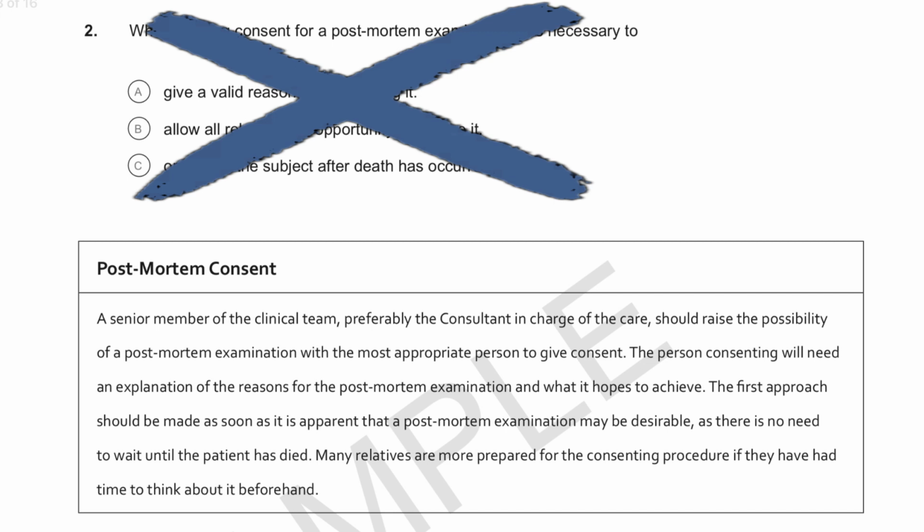Ignore the question and options. Read the extract first.